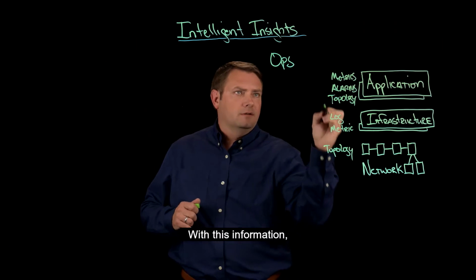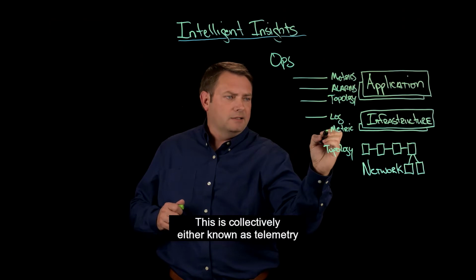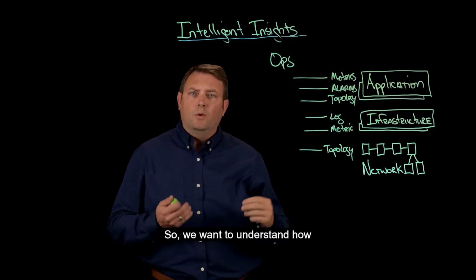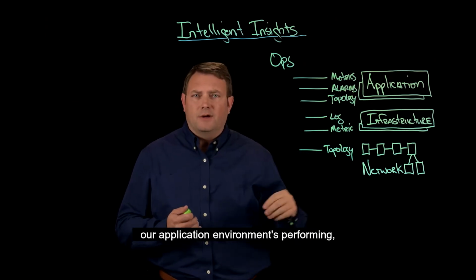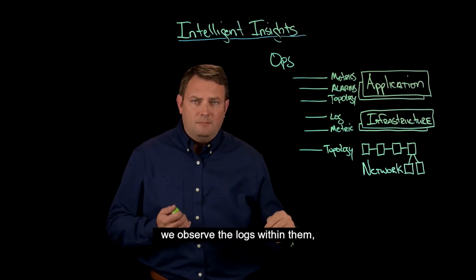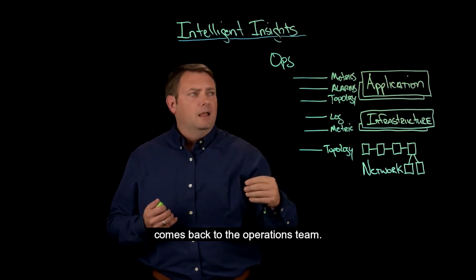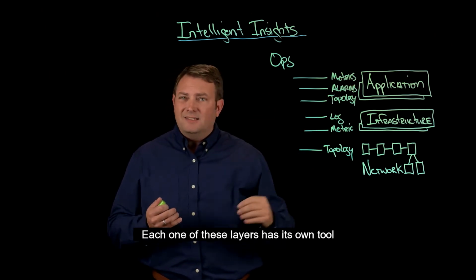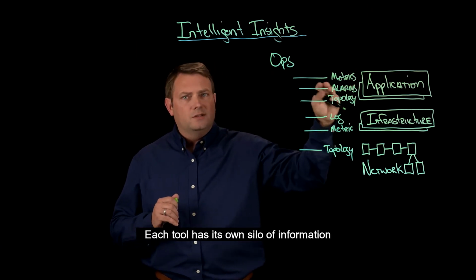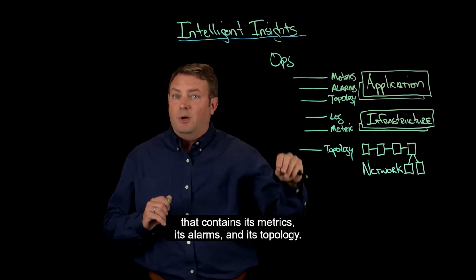With this information, this all comes back to the operations teams. This is collectively either known as telemetry or observability. So we want to understand how our application environment's performing. So we observe the metrics within them, we observe the logs within them, and this telemetry stream comes back to the operations team. Each one of these layers has its own tool that goes with it. So each tool has its own silo of information that contains its metrics, its alarms, and its topology.